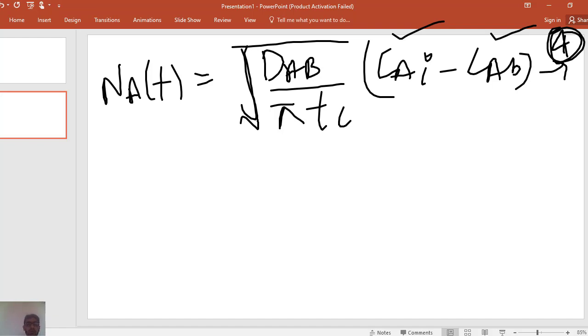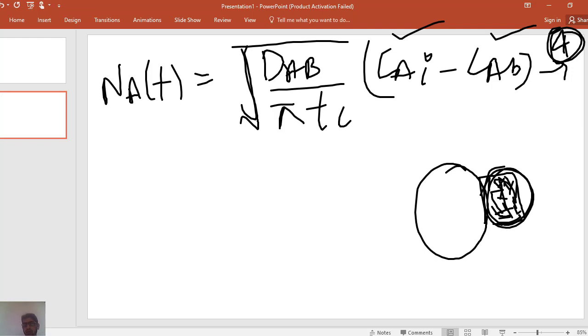Now, with the passage of time, the concentration in the liquid element increases. So after a long time, the concentration gradient in this liquid element will be 0. So it is better to use the average mass flux. This is the instantaneous mass flux with time.